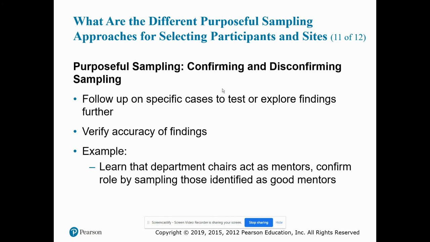Okay, so another example of purposeful sampling is confirming and disconfirming sampling. So if you're going to follow up on specific cases to test or explore findings further, you could do that. You can verify accuracy of findings. So, for example, you want to learn that department chairs act as mentors, and you confirm the role by sampling those identified as good mentors.